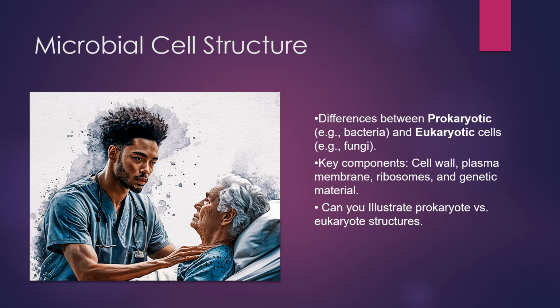So, key components of a bacterial cell include a cell wall of peptidoglycan, plasma membrane, ribosomes, and genetic material in the form of a nucleoid and plasmids. Look up how plasmids are used in biotechnology.